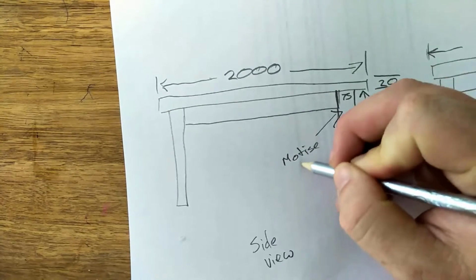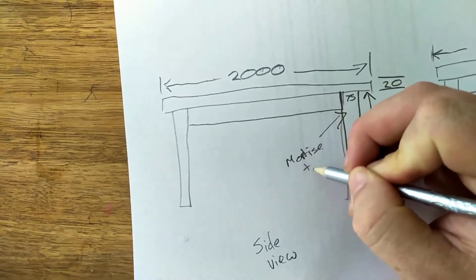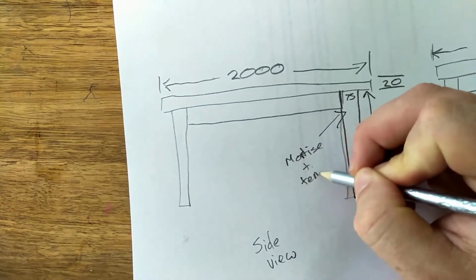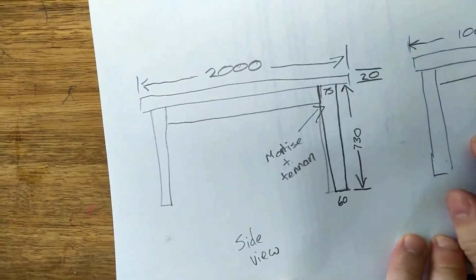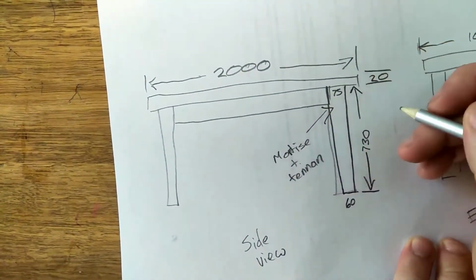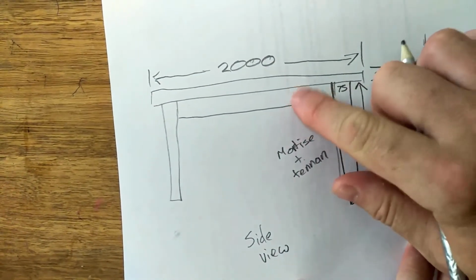Mortise and tenon. Okay? Mortise and tenon join, and I've got an arrow pointing to where it is there. Alright, now we need to measure our rails.